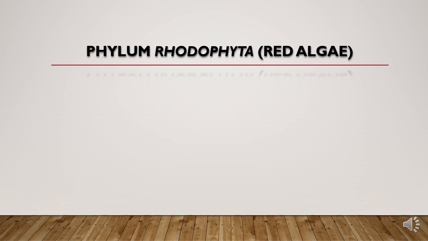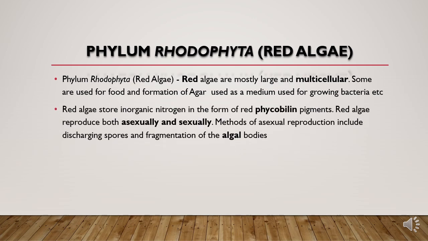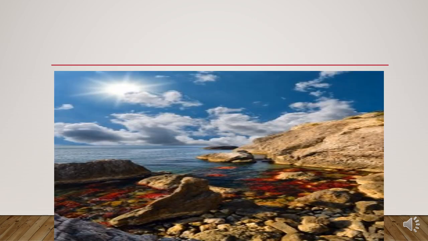We also have another phylum, which is the phylum Rhodophyta, which is red algae. These are mostly large multicellular and are used for food formation and formation of algae. Red algae use more inorganic nitrogen and form red phycobilin pigments. Red algae reproduce both sexually and asexually, but usually use the asexual form of reproduction, which is discharging of spores, spore formation and fragmentation. It is autotrophic and possesses a cell wall. This is an example of red algae.